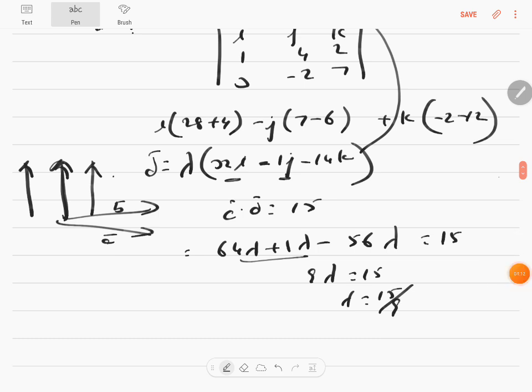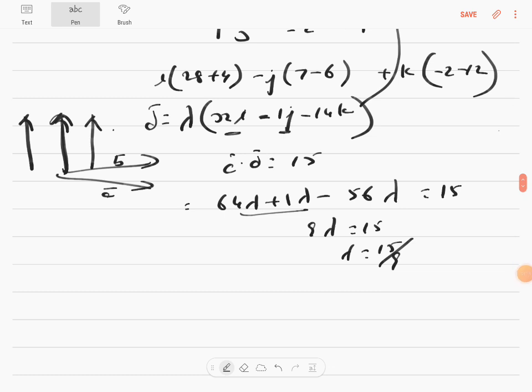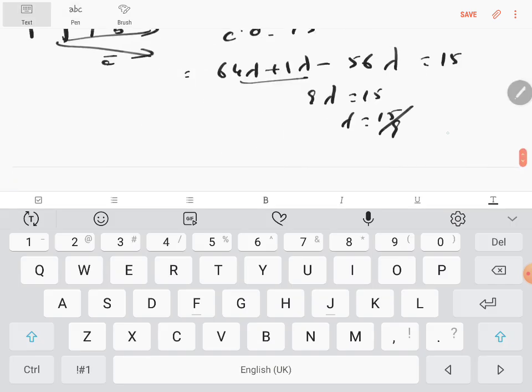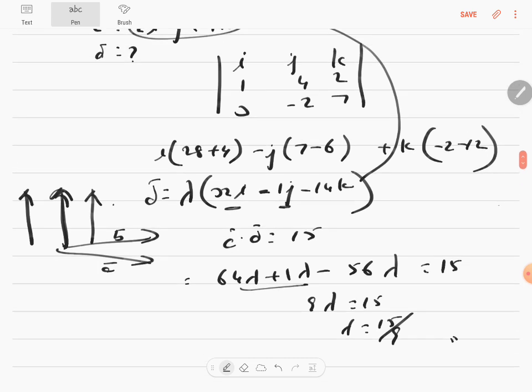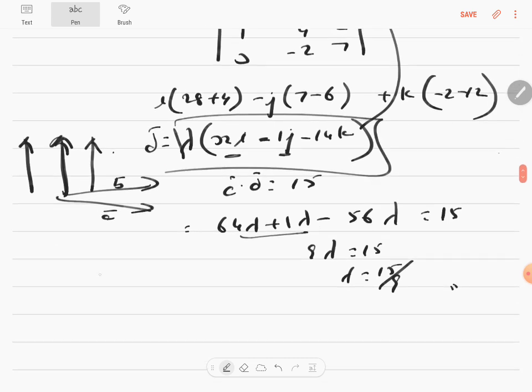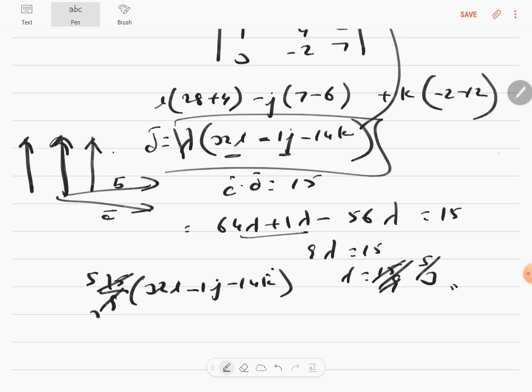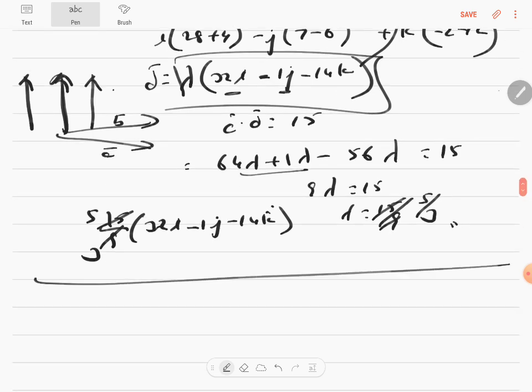Okay, so thus you get this answer. The question is only to find lambda or to find the unit vector? I think the question here is to find the D vector. Once you know lambda, you have to substitute it in D vector. So then the answer will be 15 by 9 into (32i minus 1j minus 14k). 15 by 9 can be cancelled with 3, which is 5 by 3. You can check your book back answer for this.